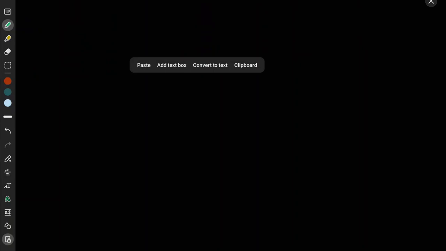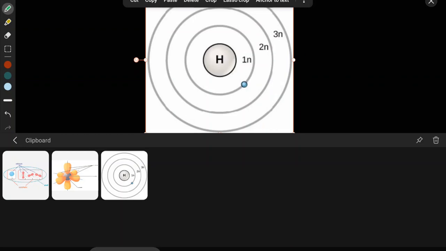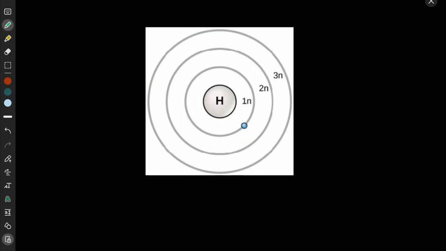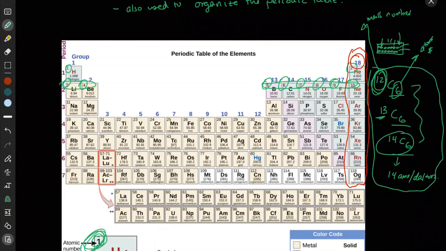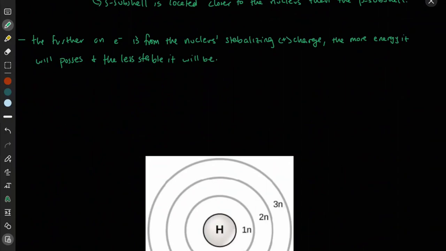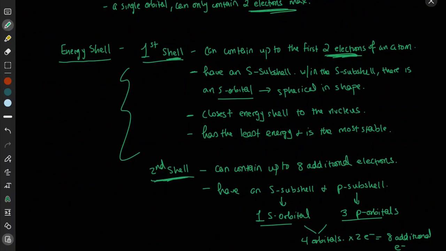Okay, so this is a depiction of a hydrogen atom, right? If you look at the periodic table, hydrogen is the first element, so it has an atomic number of 1, which means what? It has one proton. If it has one proton, it also means it has one electron. And if it only has a single electron, it's going to only contain the first shell, right? Because the first shell can contain up to the first 2 electrons.